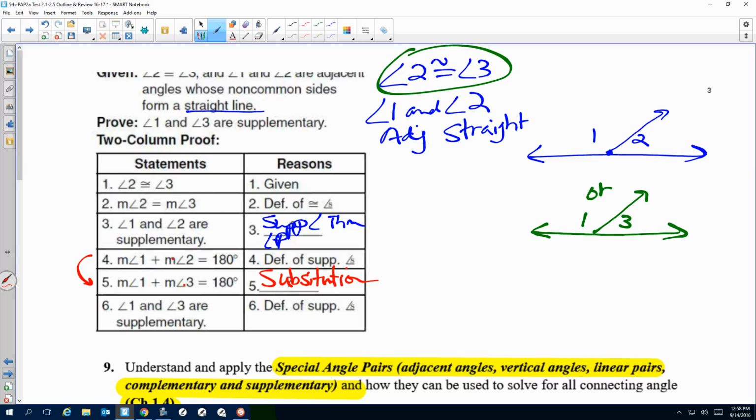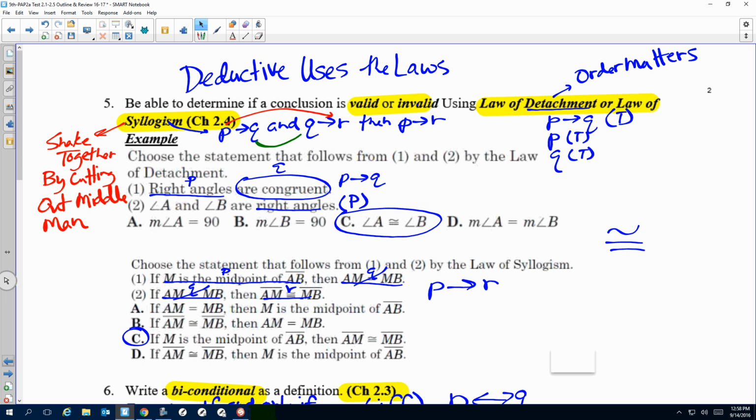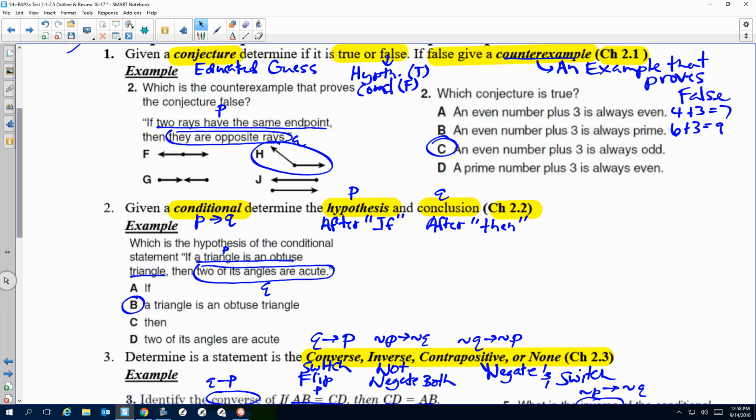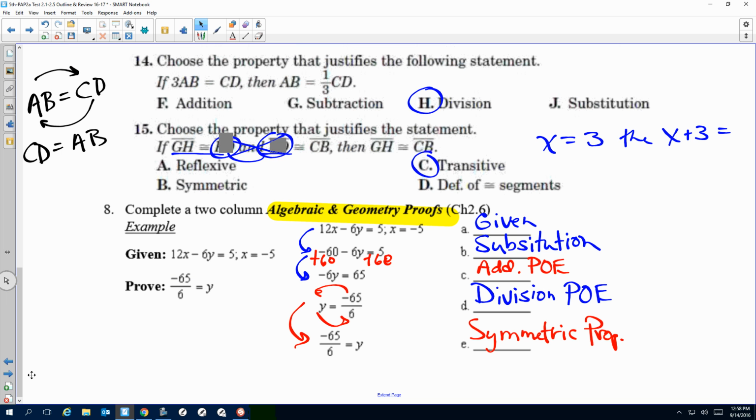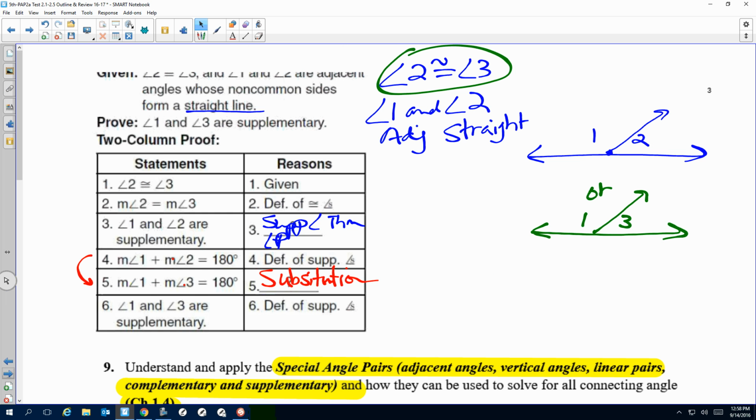Okay? Just substitution. Now, I'm not going to stress this. You'll have a word bank. It will most likely be with the segment. You're not going to do this. You're definitely going to have to be able to do this. Okay? All right. This is the last section.